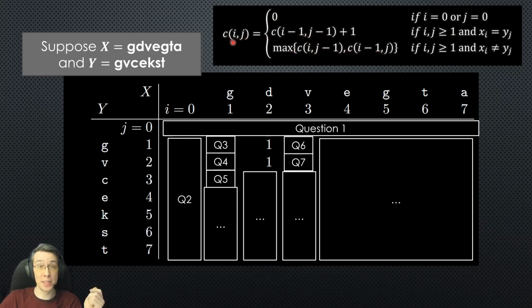As we try to compute Cij, we're depending on C of i, j minus 1, C of i minus 1, j. So in this diagram, j is going down and i is going to the right. So j minus 1 is up 1, so we're looking at the cell above us. i minus 1 is to the left 1, so we're looking at the cell to the left of us. And i minus 1, j minus 1 means we're looking at the cell to the top left of us.